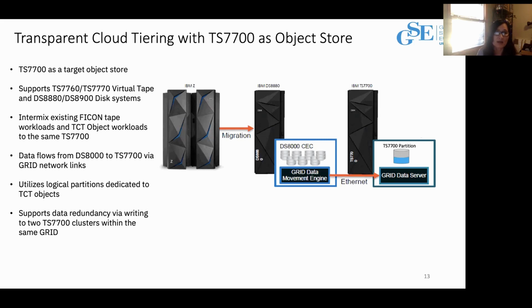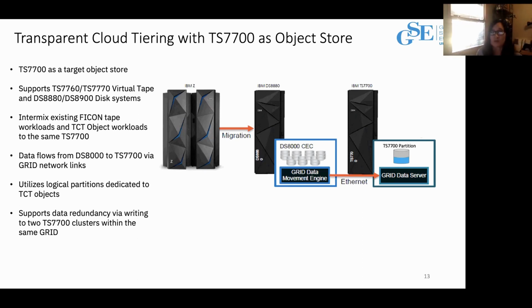This is supported on TS7760s and TS7770s. The data itself flows through Ethernet, so we utilize the same grid network links that already exist in your 7700. In fact, we use the Ethernet adapters that already exist in your DS8000, so there's no new hardware on that aspect. It already exists on your system. It's just a matter of cabling that up.